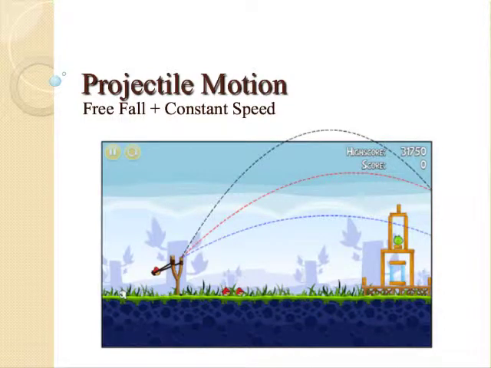All right, welcome to projectile motion, which is the combination of an object experiencing free fall and also moving at a constant speed at the exact same time. If you've ever played Angry Birds, the rationale between changing the angle and increasing the pull of the bird, that's all projectile motion.